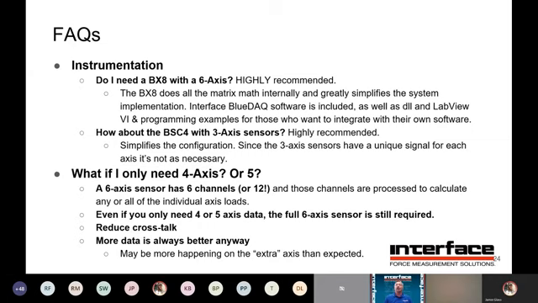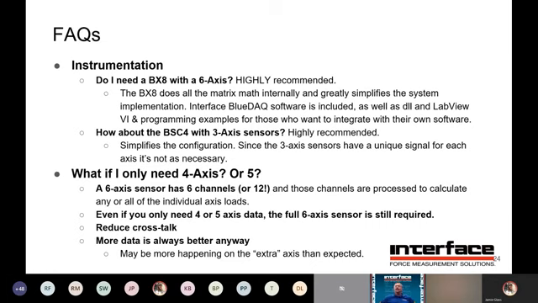The BSC4 is a 4-channel box that we use with our 3-axis sensors. That's not as necessary because the 3-axis sensor is 3 discrete axes, basically, but it certainly simplifies things. You plug into one little box and you get your outputs from the box, either as amplified voltages or as a USB connection to a PC.